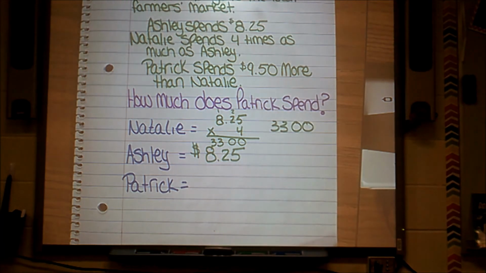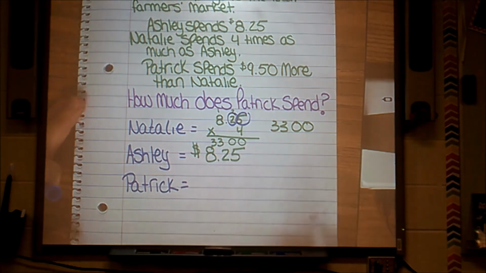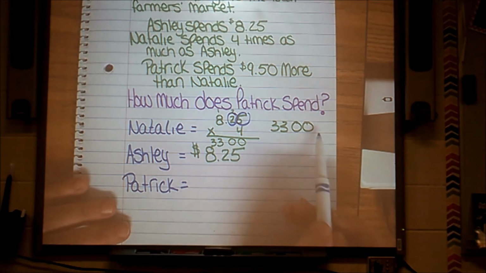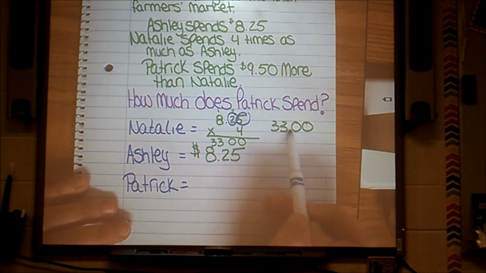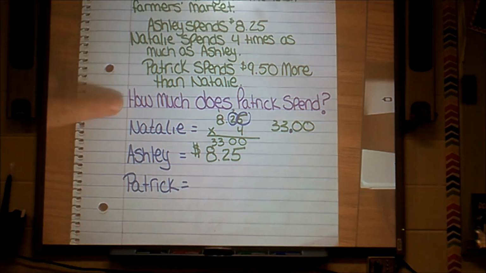But I know that that's not what I was multiplying. I can see here that I have 2 digits behind my decimal. So in my answer, in my product, I need to have 2 digits behind my decimal. Meaning that Natalie spent $33. But this is not my final question that they're asking me. My question wants to know how much Patrick spends.